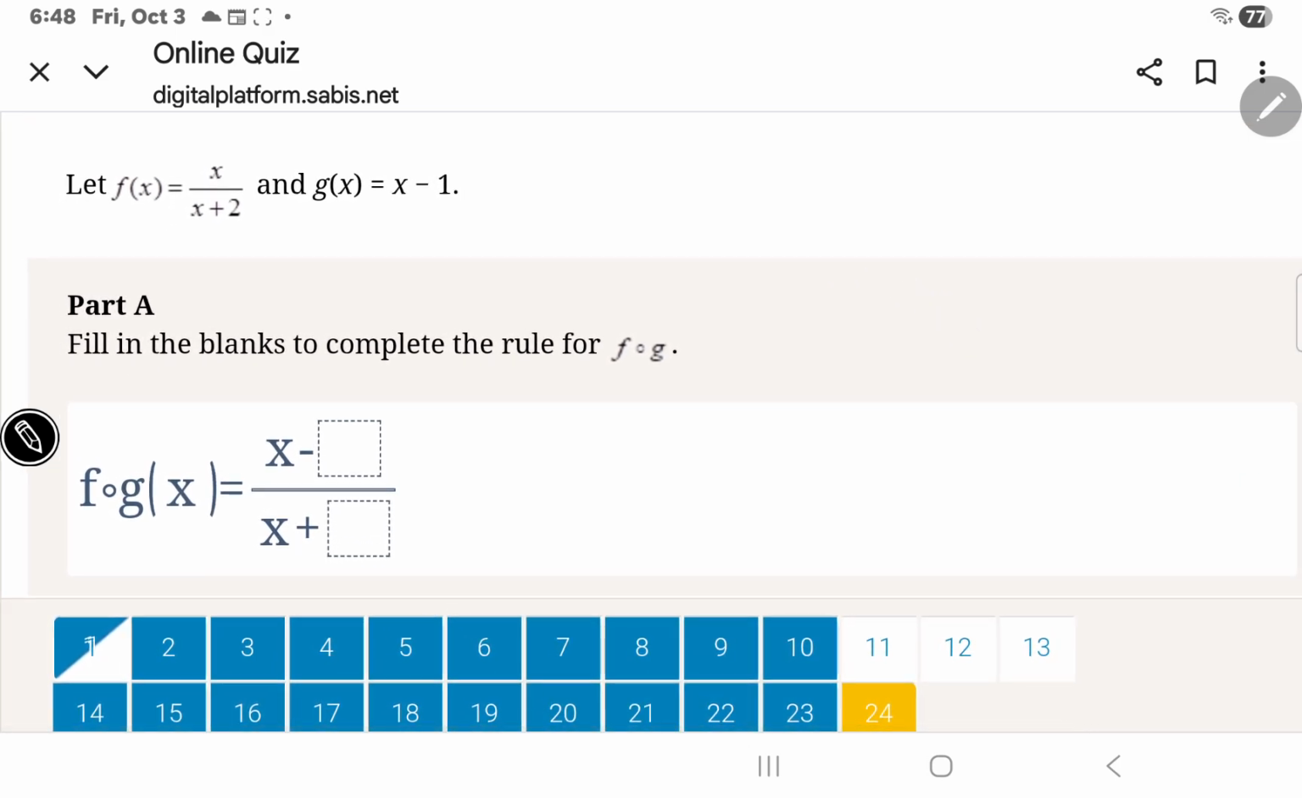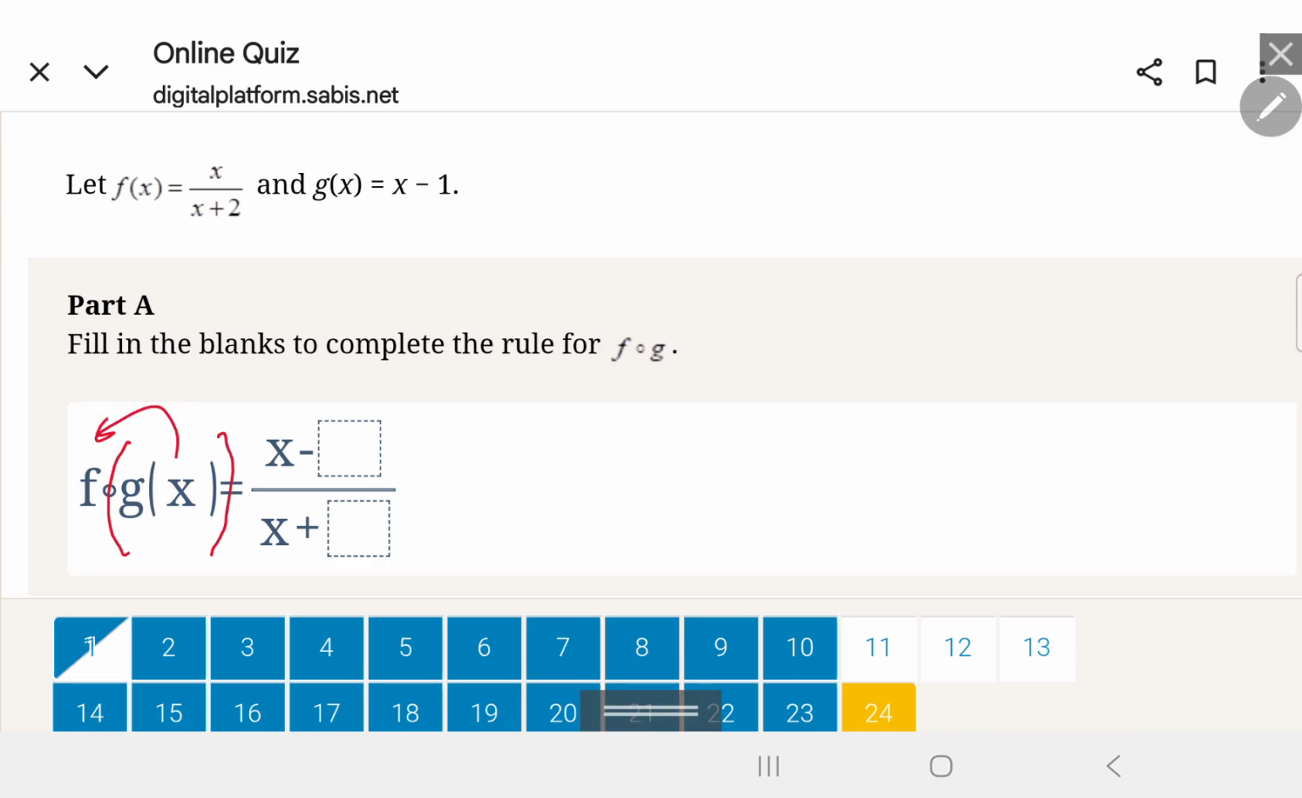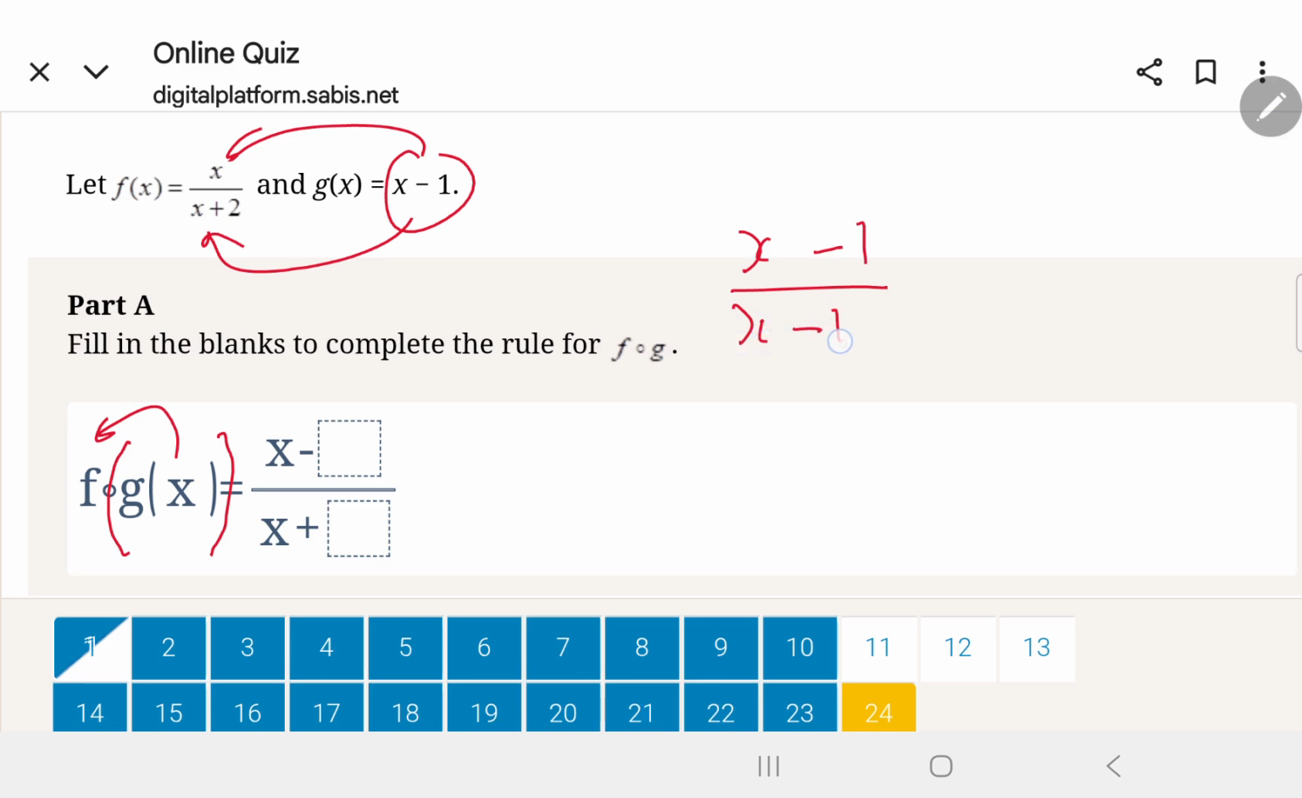Here you have to find F circle G. Remember what we said? The circle must be a bracket, then you plug G in F. So plugging G in F gives what now? Which means you plug this amount here and here. So you get x minus 1 over x minus 1 plus 2, and this will be x minus 1 over x plus 1. So clearly here you have to put minus 1 and here plus 1.